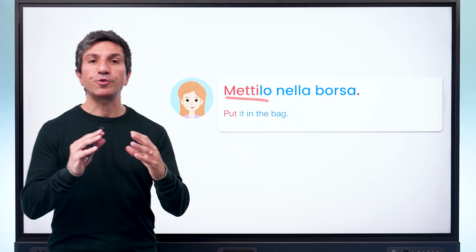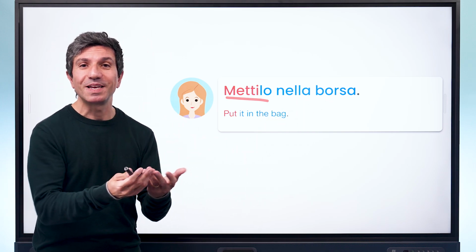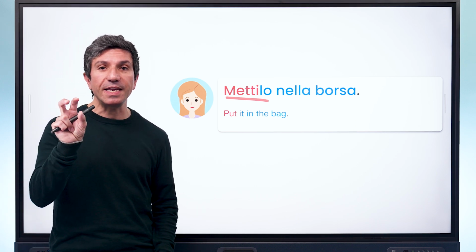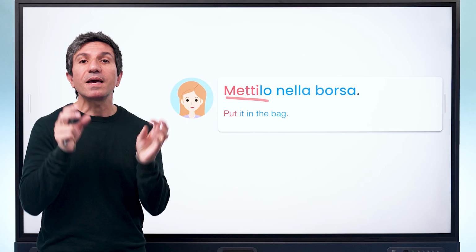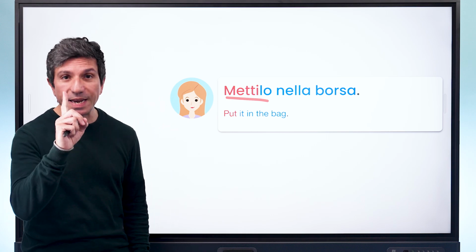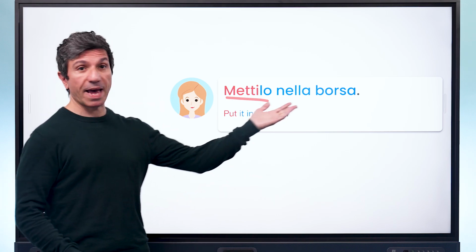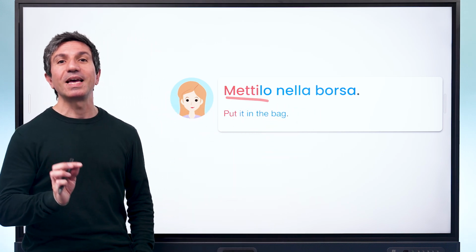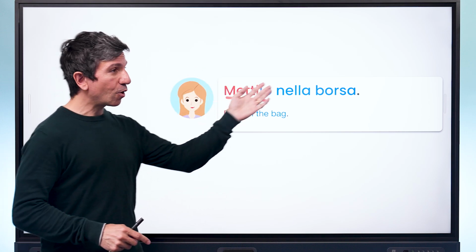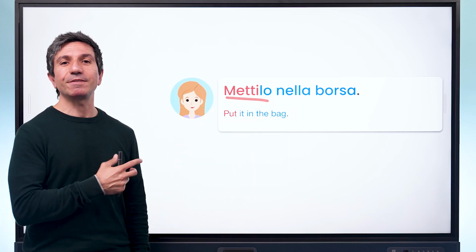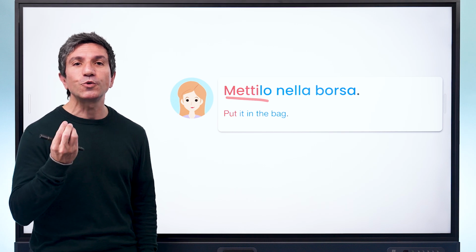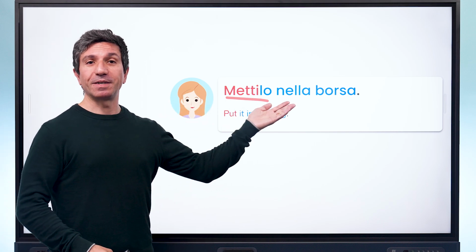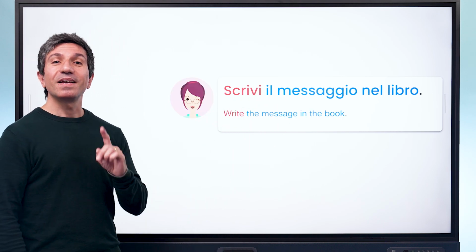Next is the prepositional phrase nella borsa, which acts as the complement. Nella is the contraction of in plus la, meaning in the, for a feminine singular noun. Borsa means bag. So, mettilo nella borsa follows the pattern imperative verb plus complement perfectly. It gives a clear command specifying what to do and where. Altogether, it's mettilo nella borsa. Put it in the bag. Here's another example.